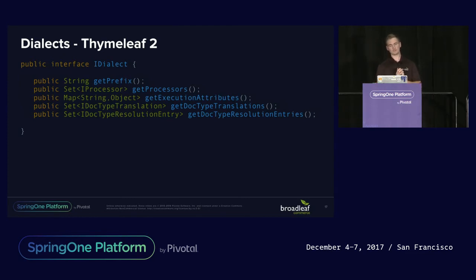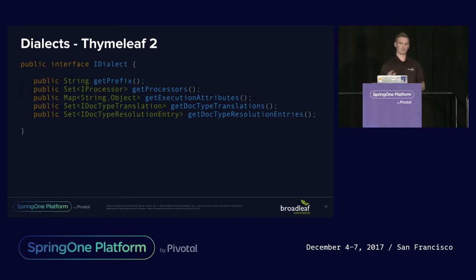So onto the dialects. This is an example of the dialect in Thymeleaf 2. It returns the prefix. In Thymeleaf, this is th. In Broadleaf, we use blc. Processors, so this is your normal processors, anything you're doing custom. In Thymeleaf, it's like th:text, th:utext, and various other things like that.